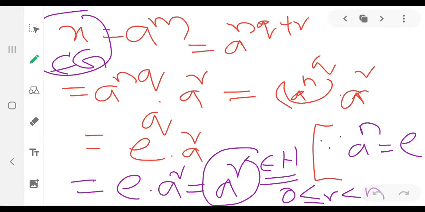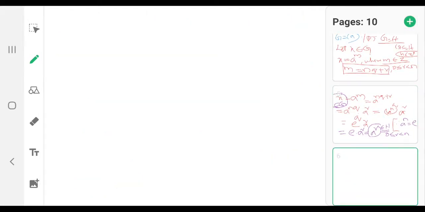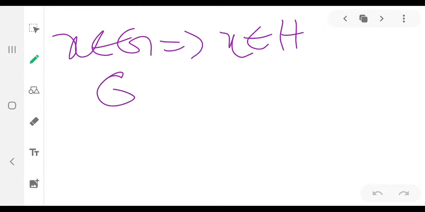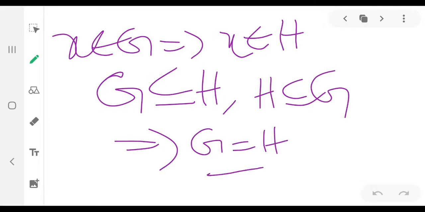Therefore we get x belongs to G implies x belongs to H. Therefore G is a subset of H, and clearly H is a subset of G, which implies G is equal to H. രണ്ടും സെയിം ആണ്.